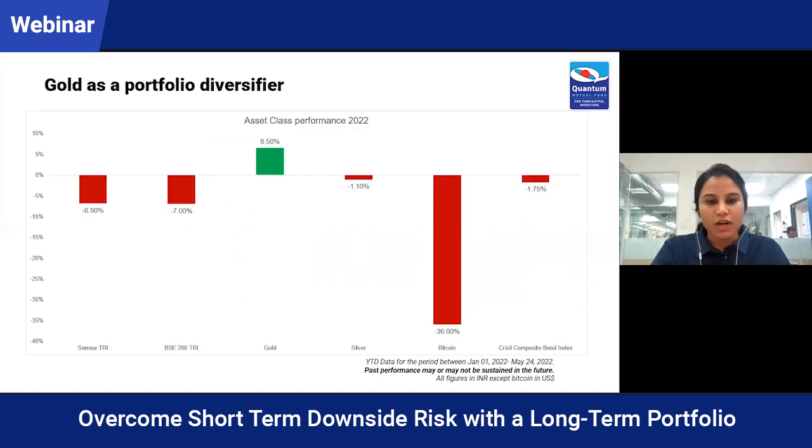And finally, I'll move on to the next slide, where we've tried to highlight gold's role and utility as a portfolio diversifier. Gold has an inverse relationship with risk assets and often negatively correlates with a strong global economy. So these are the returns of the various avenues of investing year to date 2022, and as you can see, the equity markets are down by about 7%. Similarly, debt markets, in response to the RBI hiking interest rates and higher inflation, have too given negative returns.